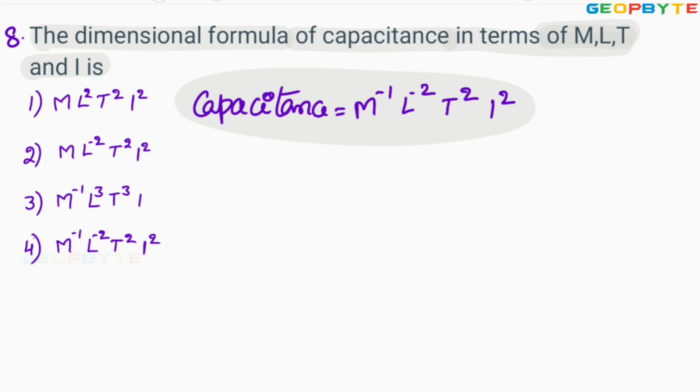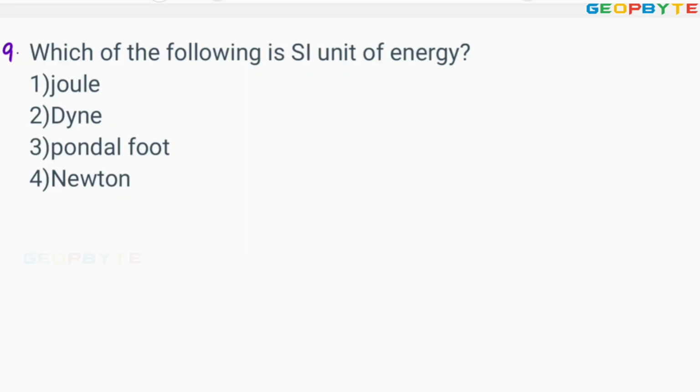Look at the options. The first option is not correct. Second option also not correct. Third option also not correct. Look at the fourth option: M inverse L power minus 2 T power 4 I power 2. Therefore, the fourth option is absolutely correct. Let us take the next one. Look at the ninth one.